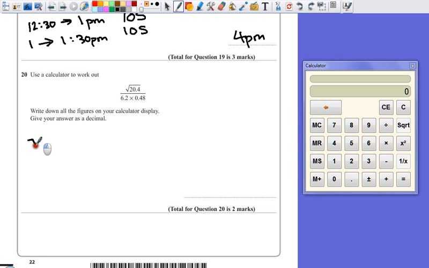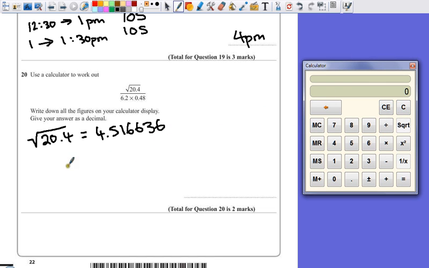So if we start off with the square root of 20.4, most calculators will either have a square root button, or press shift and square will have the little square root symbol above it. Mine just says square root. So I want 20.4 and I'm going to square root it, and that gives me an answer of 4.516636, writing down every single digit.